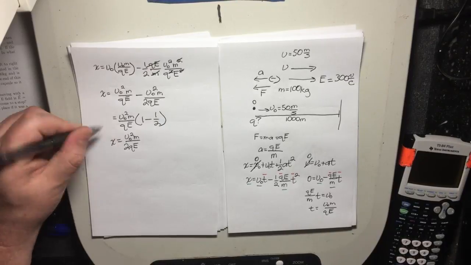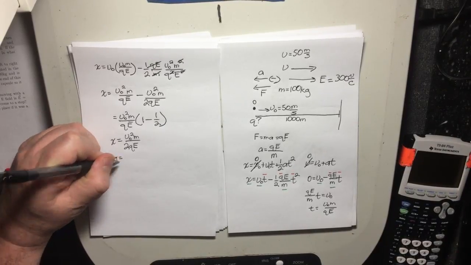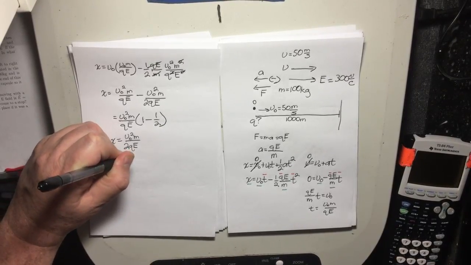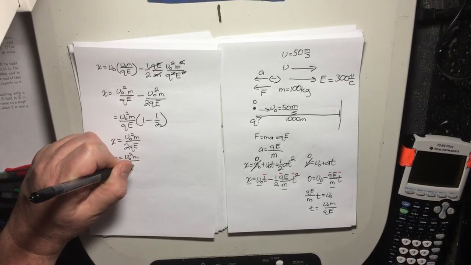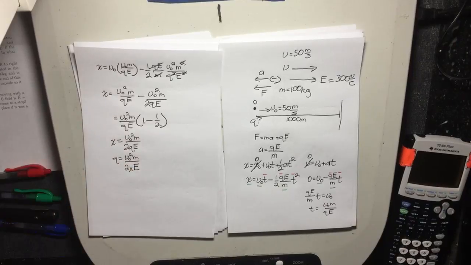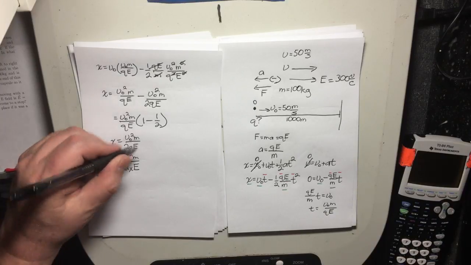And we know what X is, so all I got to do now is Q equals V naught squared M over 2X E. Now, one of the interesting things that you can see, or ask yourself, is it's a lot of variables, a lot of letters. Are we sure we're right? Well, let's take a look at it.